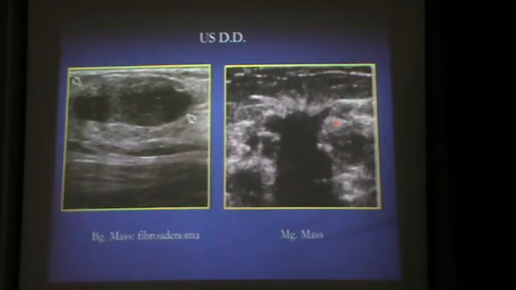Ultrasound. This is an example of fibroadenoma. The length is more than the width, and it is hypoechoic, but not the same hypoechoic as the malignant mass, which is irregular, anechoic or hypoechoic, and has a posterior shadow. This is a fibroadenoma, and this is malignant breast.